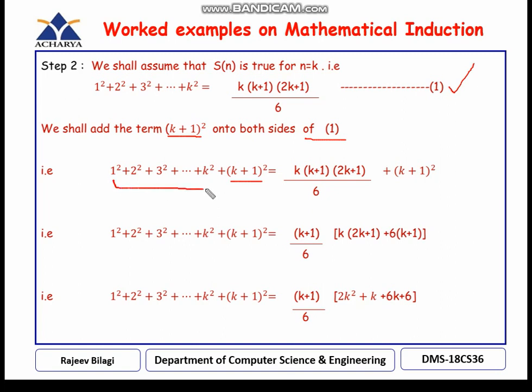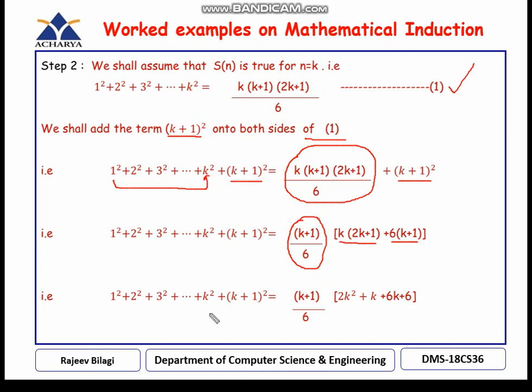So up to this is already this value plus k plus 1 whole square. So with this I will take out k plus 1 as a common factor. So k plus 1 already divided by 6 is there. So left out with k into bracket 2k plus 1. Okay, when I took LCM, it would be 6 into bracket k plus 1.